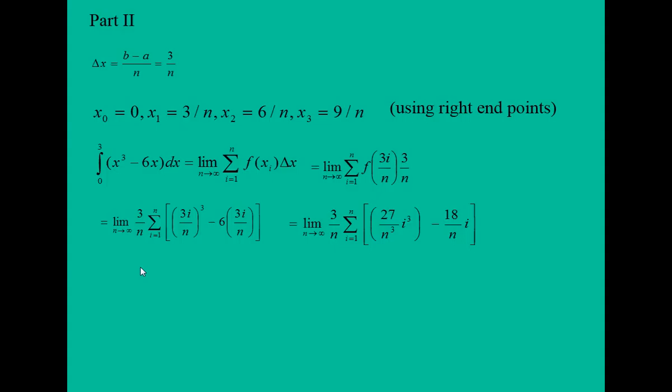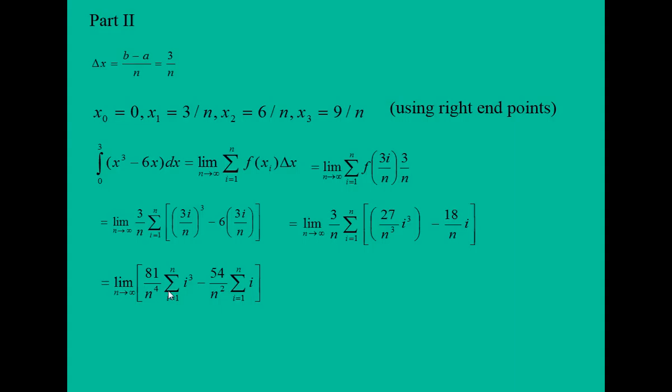Now if we cubed the quantity, we'd get 27 over n cubed, i cubed minus 18i all over n. The idea here is to isolate those i's in front of your sigma notation, and then we can change those into terms of n. So here we've isolated the i cubed.